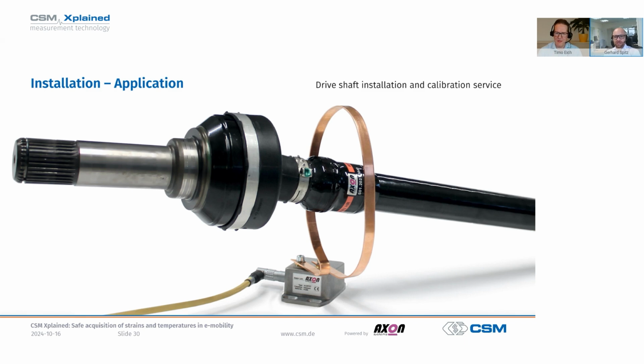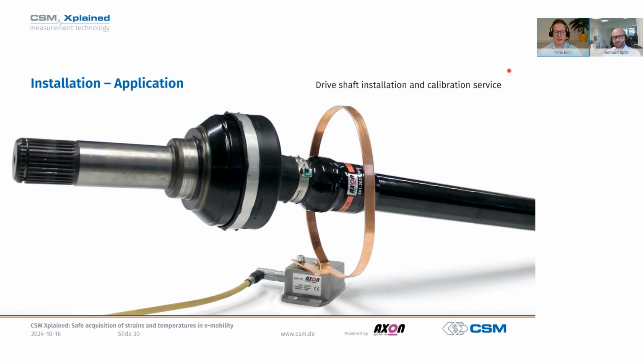And we also do the shaft installations and calibration service here in-house. This is another big part of AXON Systems. We have very short delivery times. You can get your individual measurement shaft usually within 10 working days. So this is really, really fast. And we have all the service here. We have the hardware, we have the installation service, we have calibration. So it's like a turnkey solution for you if you want to go with those systems and measure on rotating parts. Okay, sounds really great.